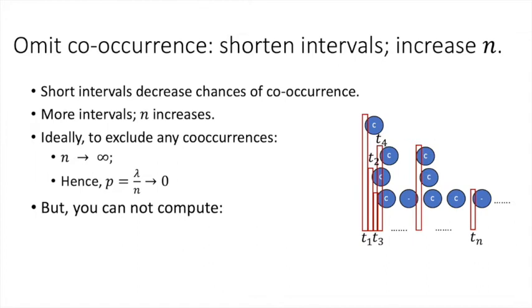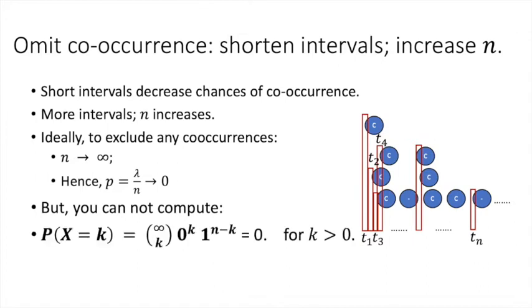But we cannot compute the binomial distribution if we substitute p equals 0 and n equals infinity. Because then in this case, every probability equals 0, because you see there's a multiplication with 0 to the power of k.